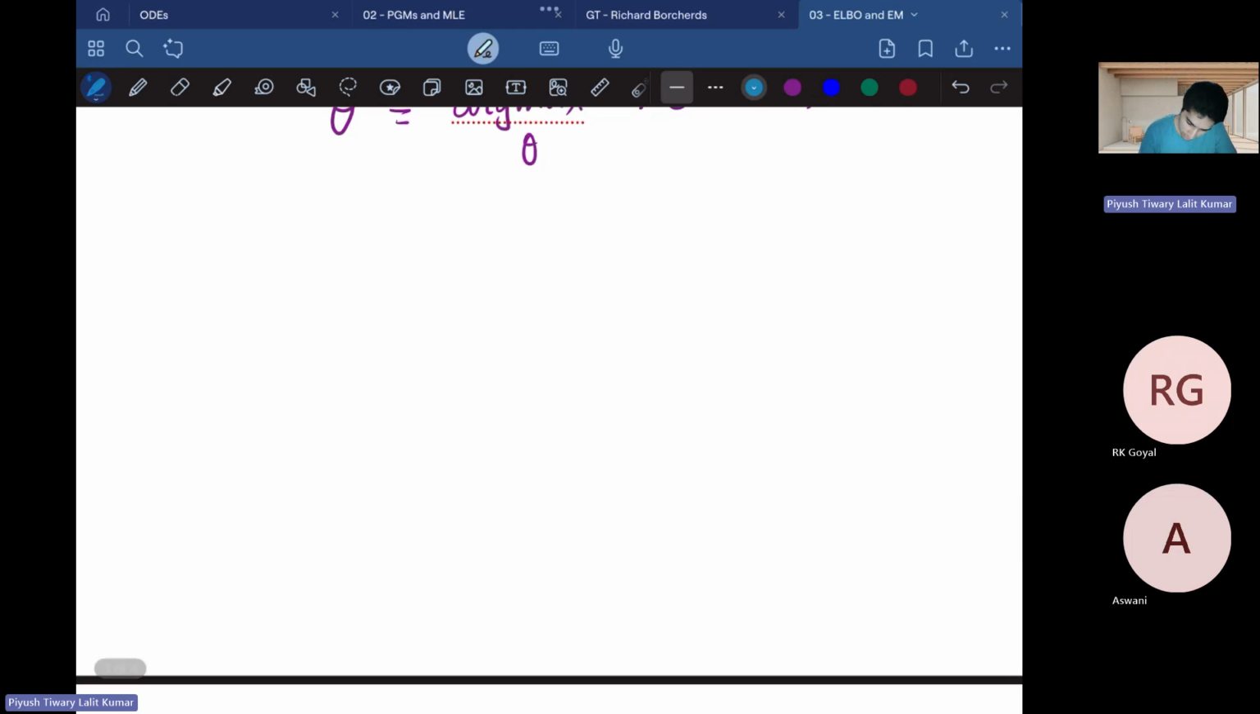So what is it? This is the alternate view of EM.